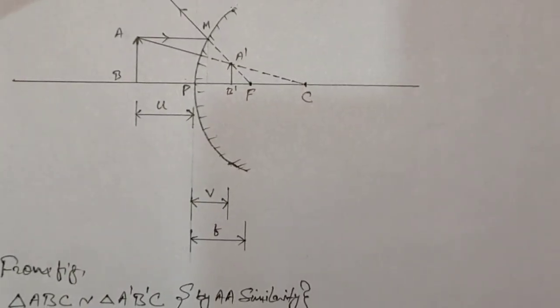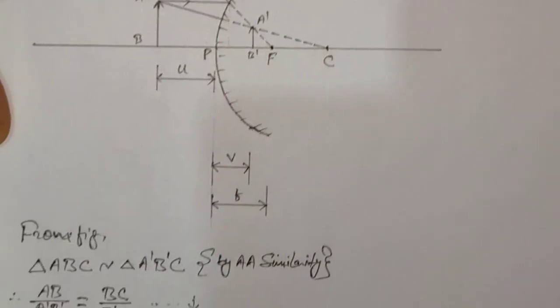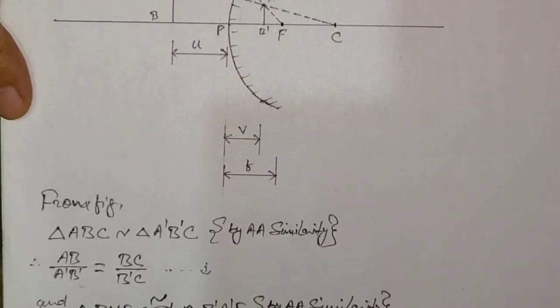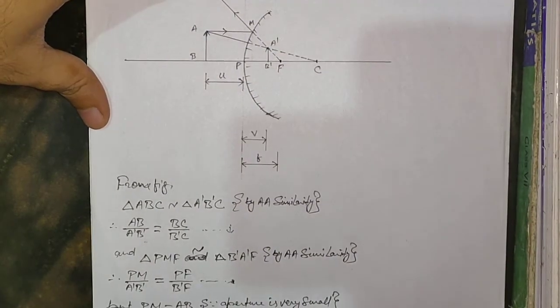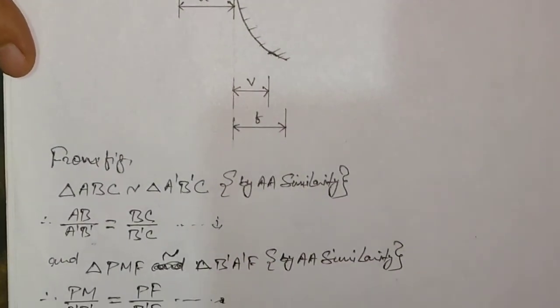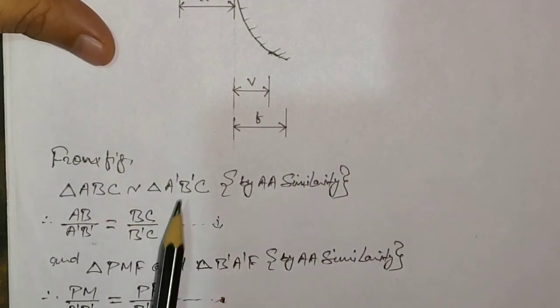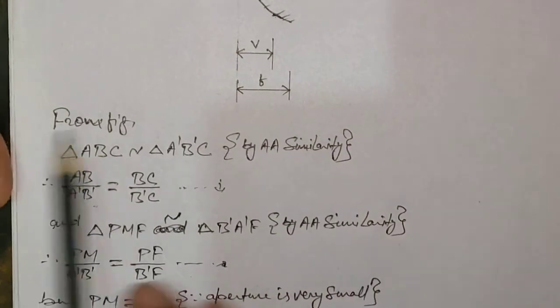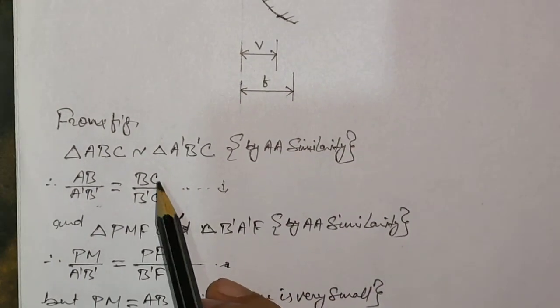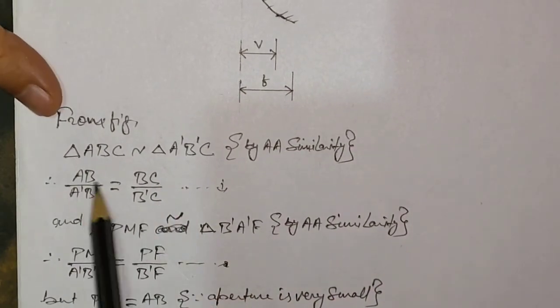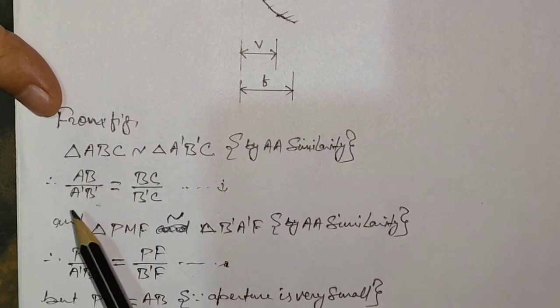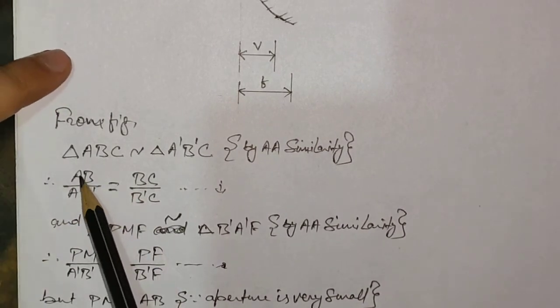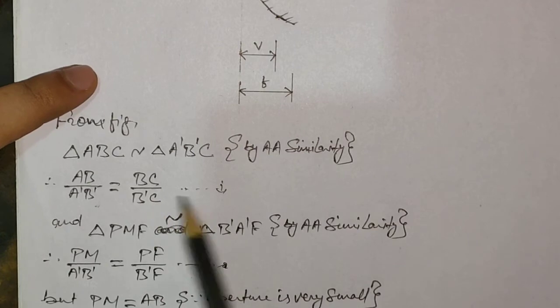So if we have made these two triangles similar, you can see I have written for you that triangle ABC and triangle A'B'C are similar. It means the ratios of all three sides are proportional, but I have taken two ratios. Two sides' proportionality: AB by A'B' is equal to BC by B'C.